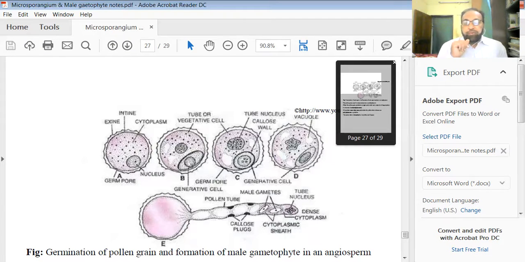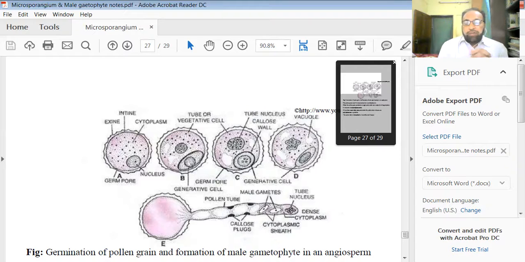Further, I would like to inform you that in the case of angiosperm plants, two male gametes are there, and these two male gametes fuse in a single ovule. That's why it is called double fertilization. And this double fertilization is an important characteristic of angiospermic plants. That also we will discuss at the time of fertilization.